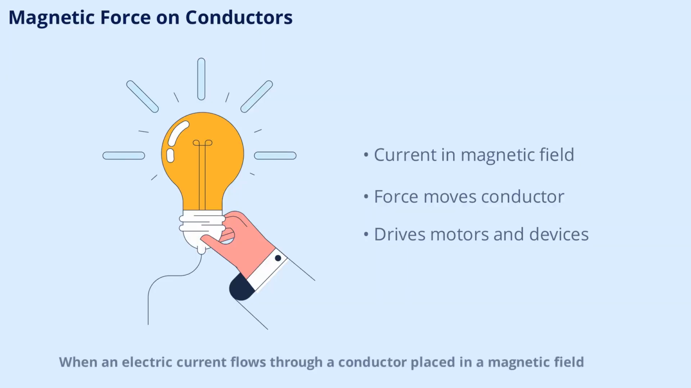When an electric current flows through a conductor placed in a magnetic field, it experiences a force. This force is what makes electric motors work. The direction of the force depends on the direction of the current and the magnetic field. This interaction is a fundamental principle in electromagnetism and is used in many devices from loudspeakers to maglev trains.